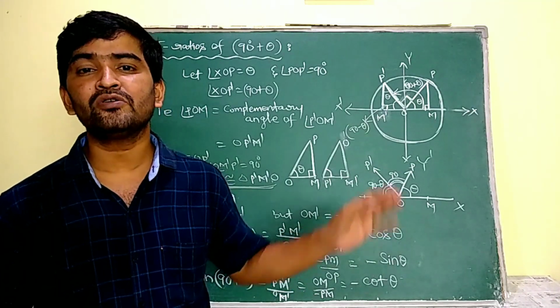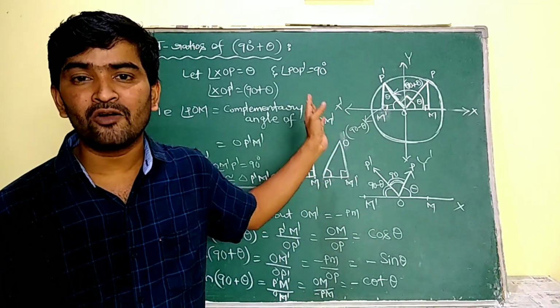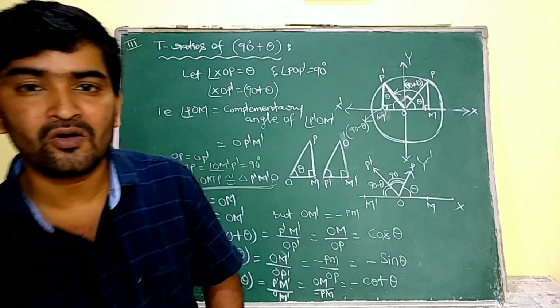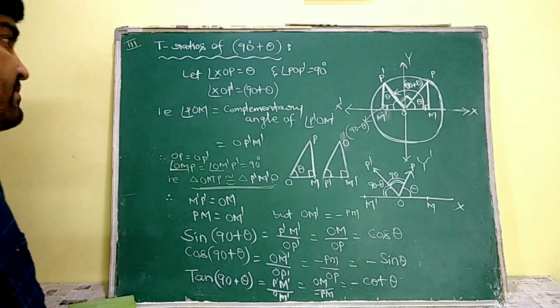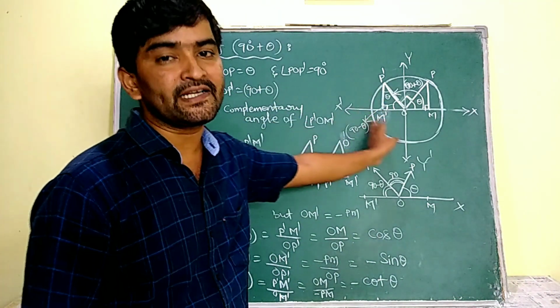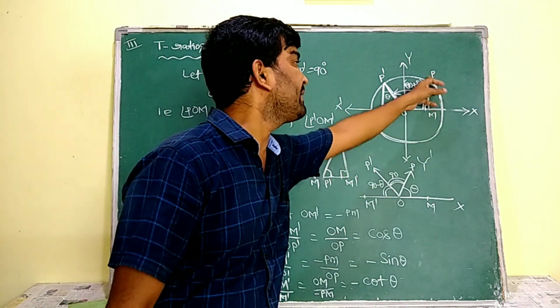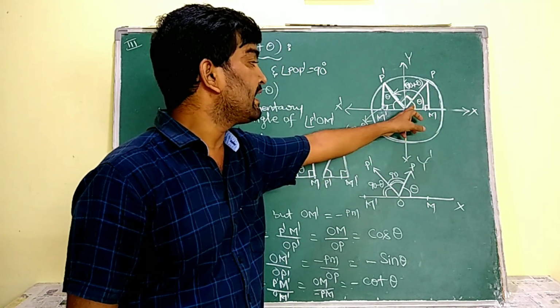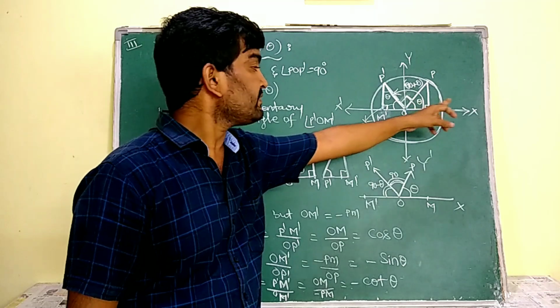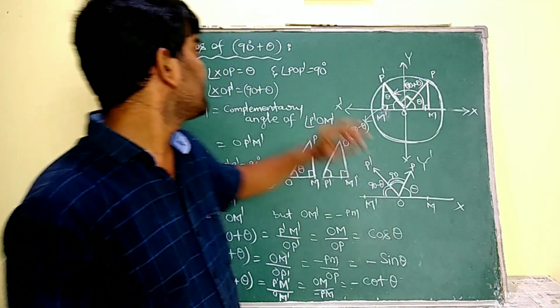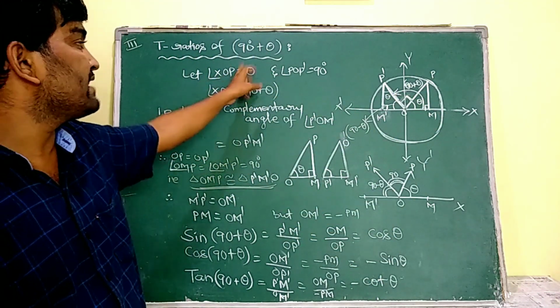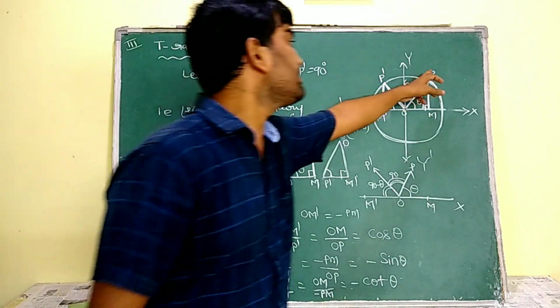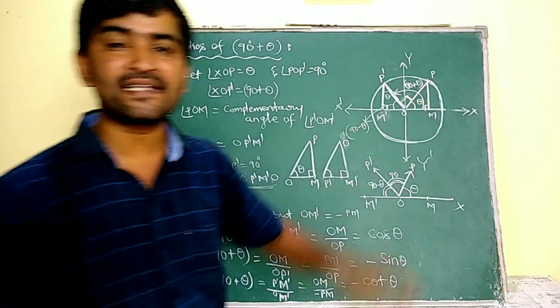By that you are going to write the values very easily. Okay, now we have to discuss the theory concept. See, for that I have to draw a diagram like this. See, OMP, it's a triangle. Here I am going to consider this XOP as theta. So see, that only I wrote XOP as theta, and I am going to consider this POP dash as 90 degrees.